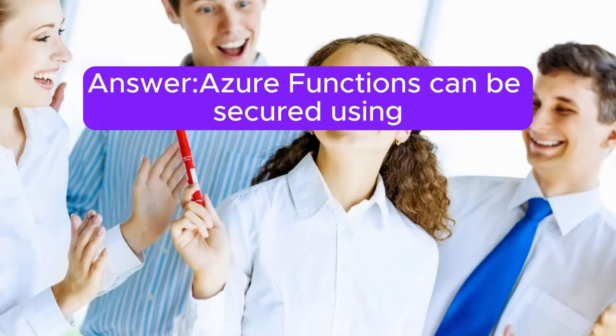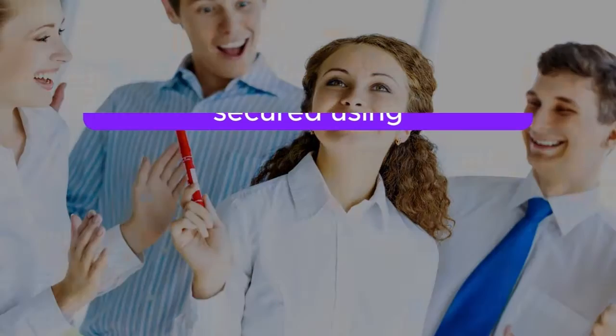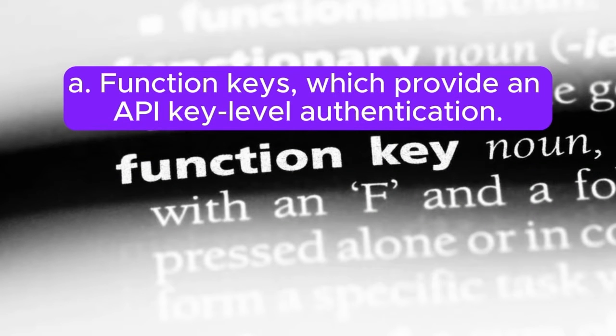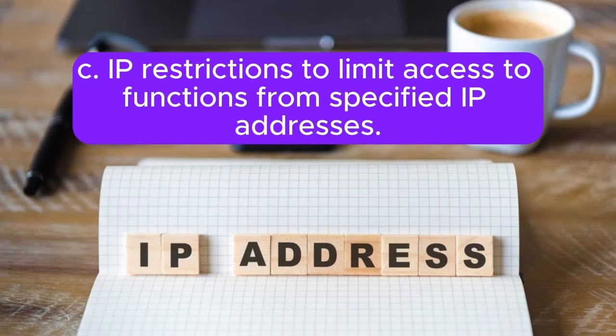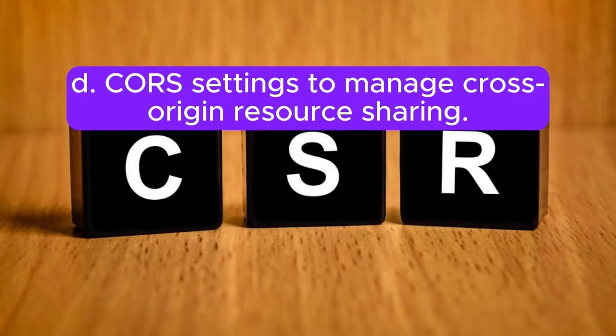8. How can you secure an Azure function? Answer. Azure Functions can be secured using A. Function keys, which provide API key-level authentication. B. Integration with Azure Active Directory for OAuth-based security. C. IP restrictions to limit access to functions from specified IP addresses. D. CORS settings to manage cross-origin resource sharing.